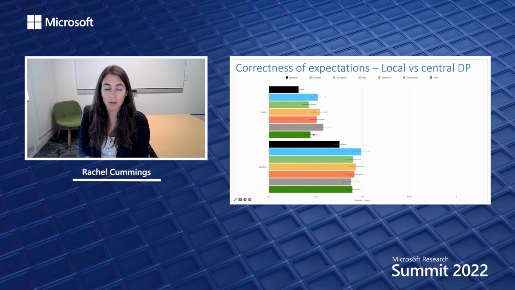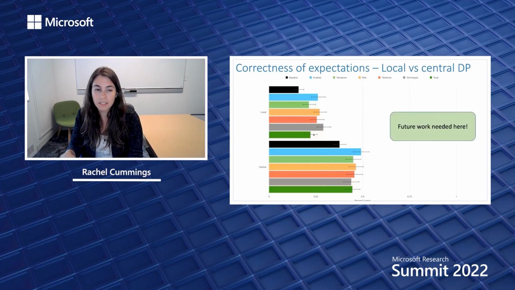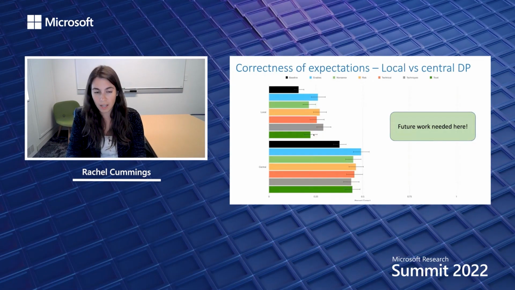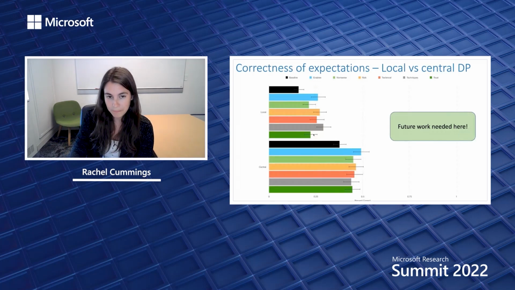Under the local model, we see things even worse than random guessing. And so this immediately tells us future work is needed here because we are not very good yet at providing differential privacy explanations that enable users to have correct expectations of the privacy they're going to receive. And so this is huge.